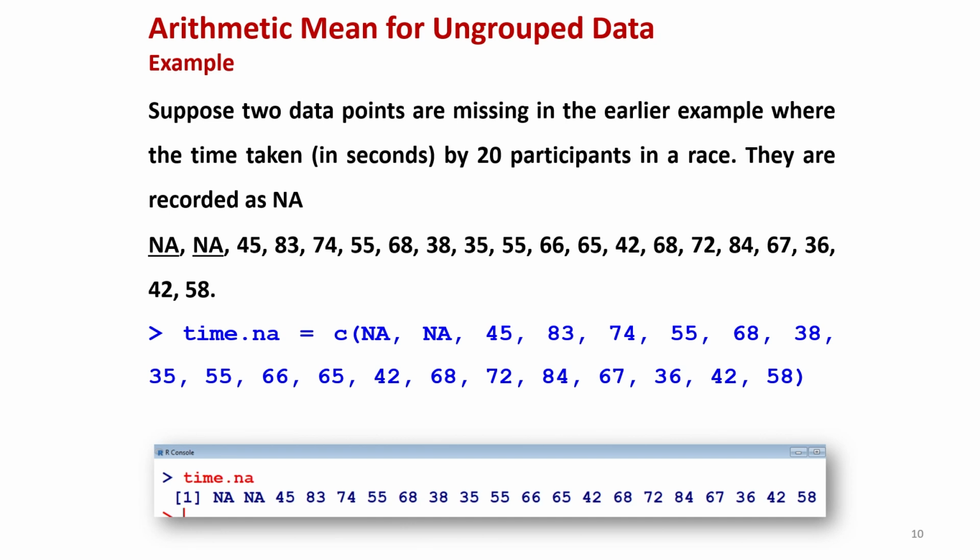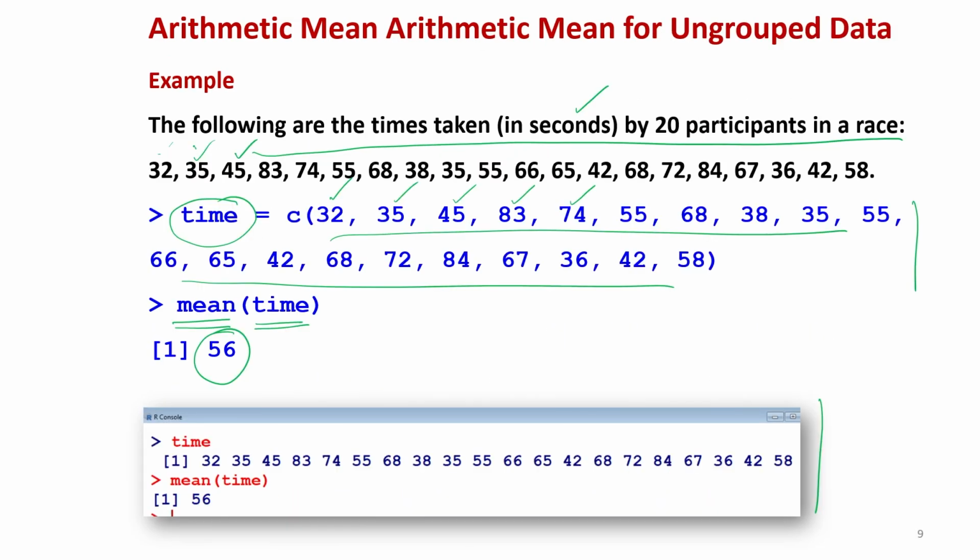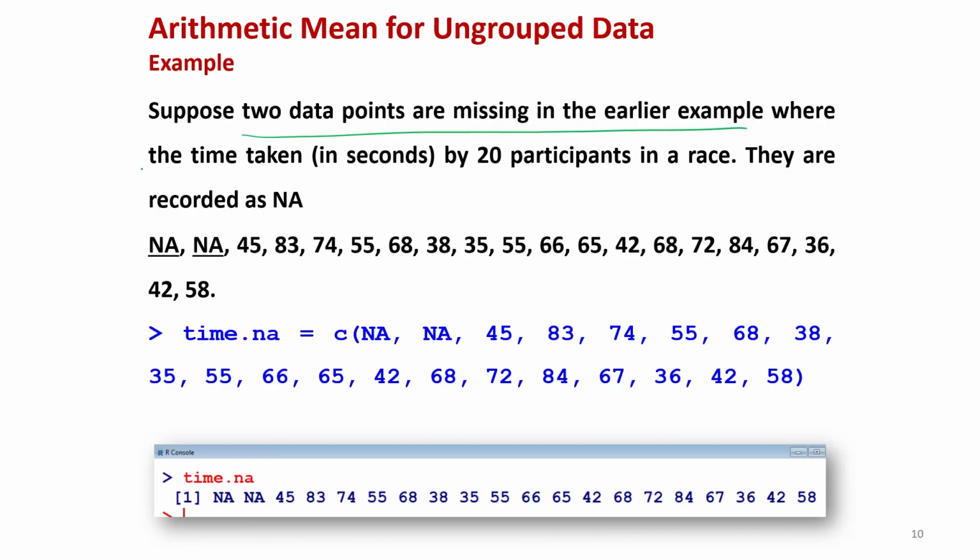Suppose two data points in the same data set get missed, and you can see here these two data points, which are 32 and 35. I am writing here NA and NA. NA means they are missing. So now there will be 18 data points in the data set.